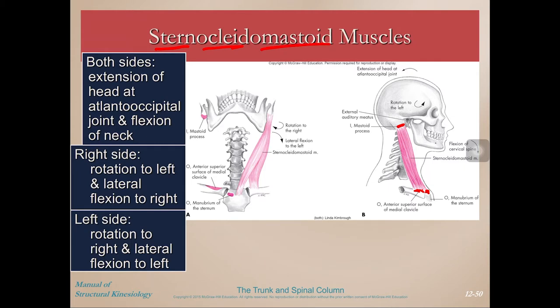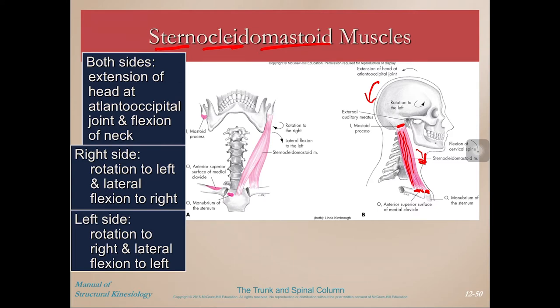But notice how it's at this kind of oblique angle to the cervical spine, which is interesting because when both sides of it contract, you get extension of the head, right? So it's going to actually pull the head into extension. But flexion of the neck. So it's going to pull the neck into flexion. Sorry, that was not a good arrow.